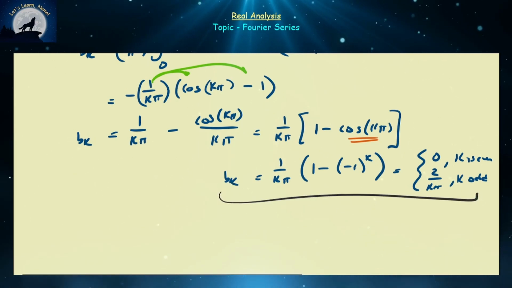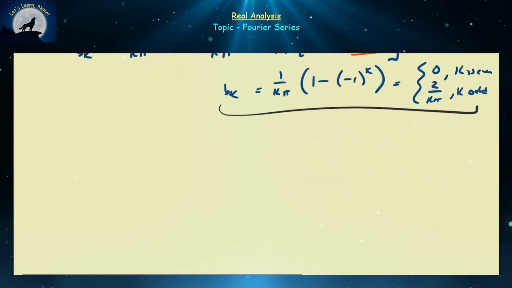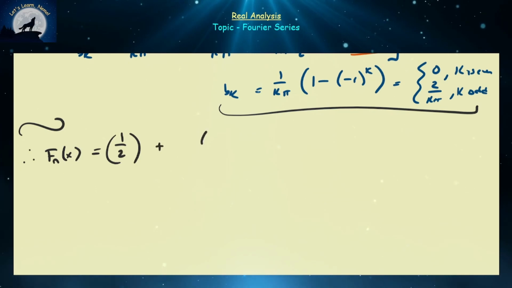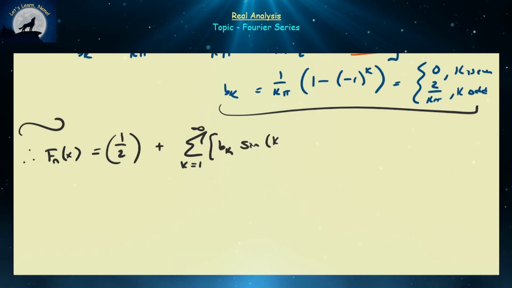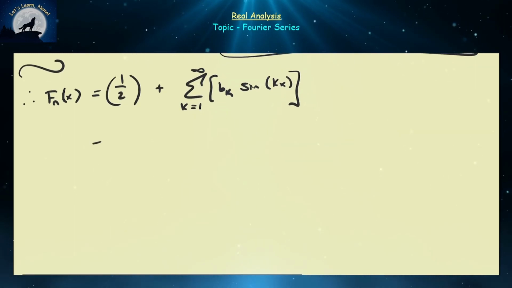Now that we have all of our ak's and bk's, from k equal to 0 to infinity, we have our Fourier approximation. So we have that fn of x will be equal to a0, which is 1/2, plus the sum from k equal to 1 to infinity. Keep in mind, ak is 0, so we're just left with our bk sine kx terms. So let's plug in our bk values. Actually, let's just expand it, and keep in mind the even terms are gone, so we're just going to have sine 1x, sine 3x, sine 5x, and so on.